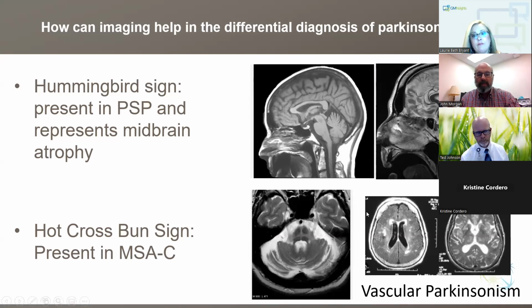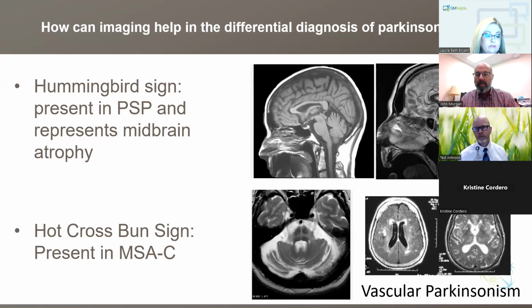Another sign that you see sometimes is what's called the hot cross bun sign, and that's illustrated here in the bottom diagram with the hot cross bun. If you look them up on the web, you'll see what they look like. They look exactly like that, with gliosis of the pons structure there with a cross going through it. And that happens in multiple system atrophy, cerebellar variant.